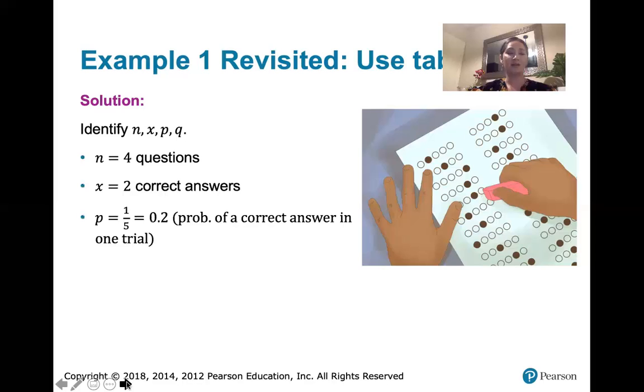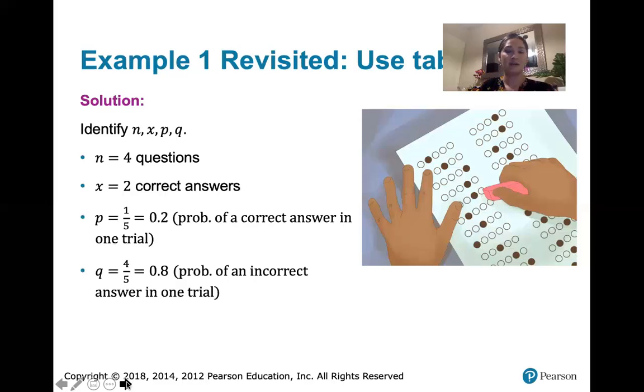The probability of getting one correct, or getting a correct answer, in one trial is a 1 in 5 chance because there are 5 answers and there's one of them that's correct. So that's a probability of 0.2. It's a probability of success. Now the probability of failure is, well, 4 out of 5, because 4 out of those 5 options are incorrect. So you have a probability of failure of 0.8.